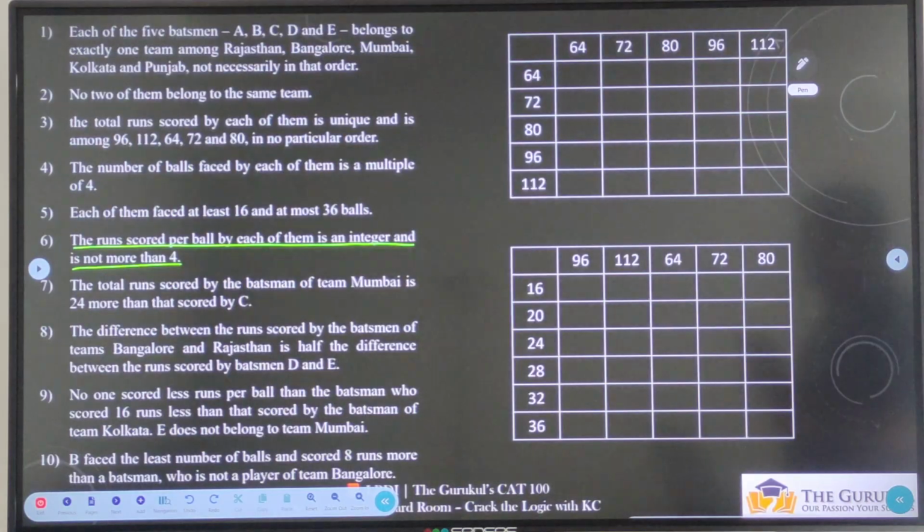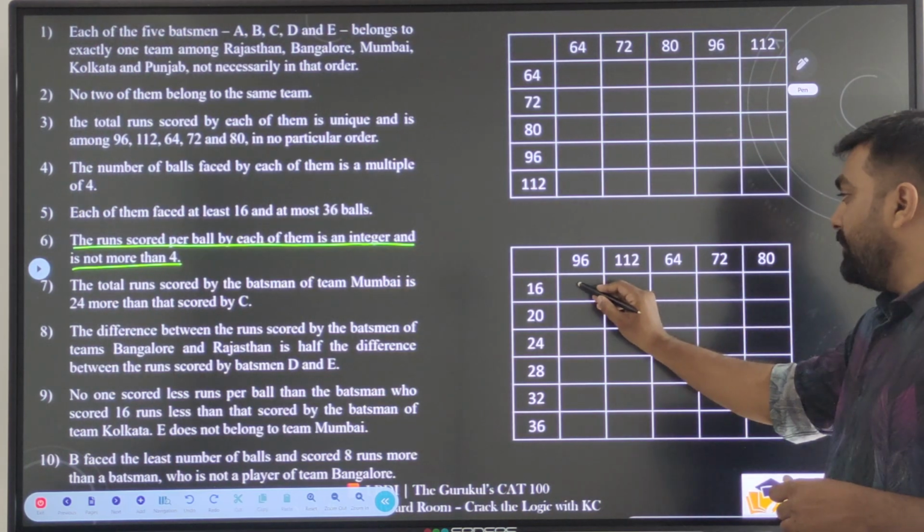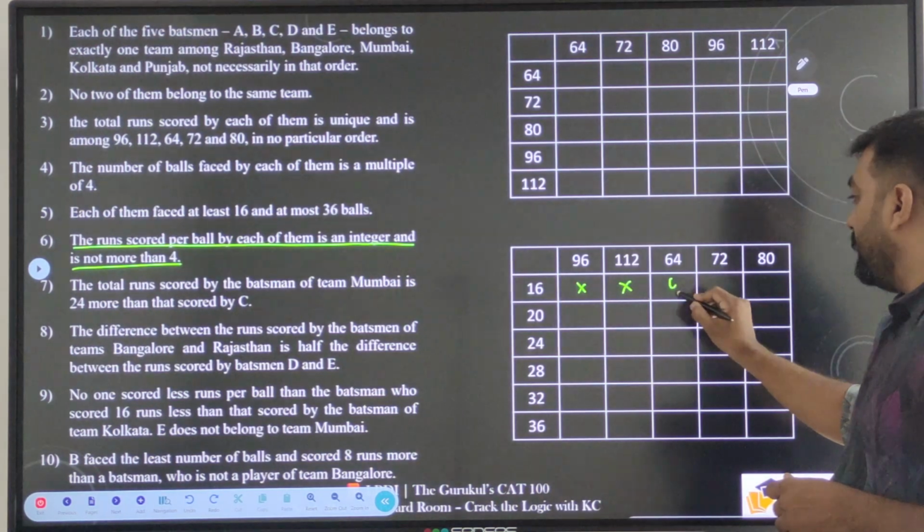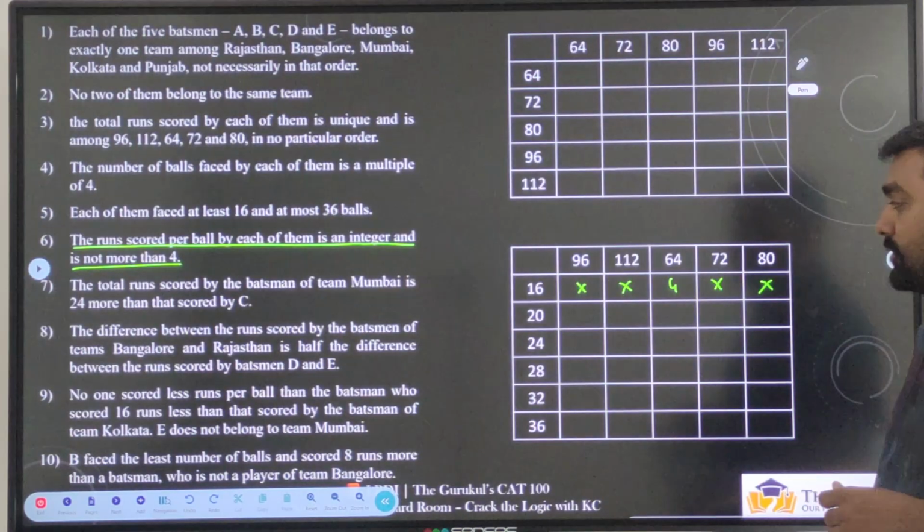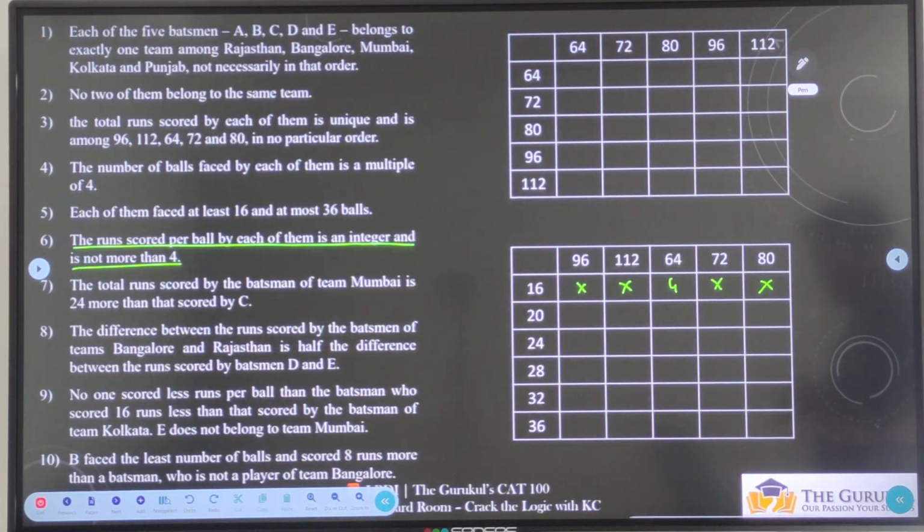Sorry, not more than 4. So it can be less than or equal to 4. Very good. The only possibility left out is these two are not working. This will be 4 and these two are also not working. The same way, do it for everyone.